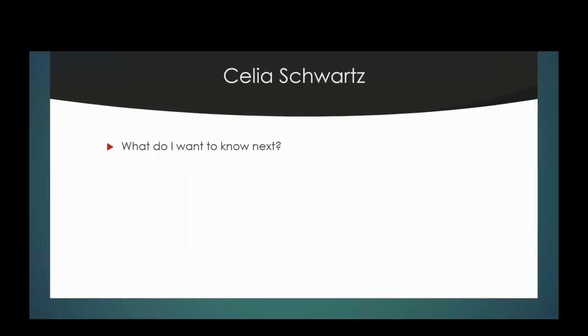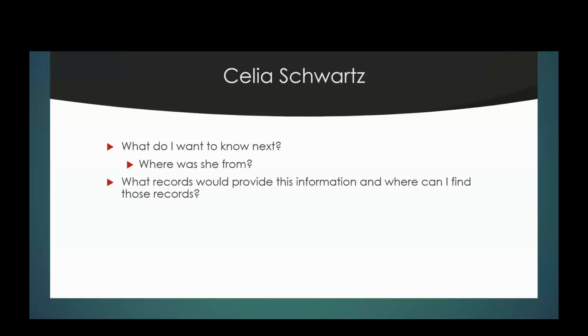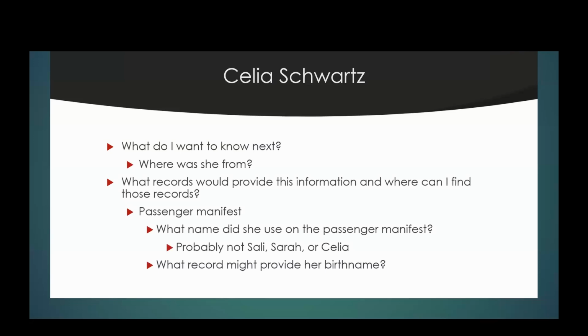Okay, so now what? What do we want to know next? Well, we still don't really know where she was from. Hungary is a big place. It's not very specific, and it would be very difficult to identify Celia Schwartz just searching Hungary. So what records would provide the information about her place of birth or her place of residence before her immigration? And then where could we find those records? Well, it would be very nice to find her passenger manifest. But one challenge, one obstacle, is we don't know what name she would have used on the passenger manifest.